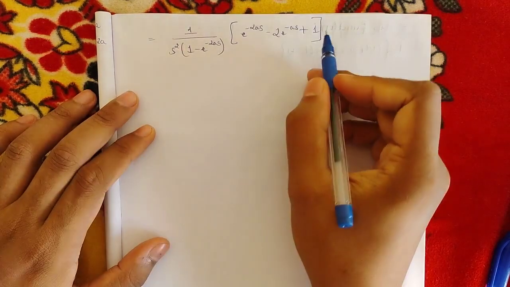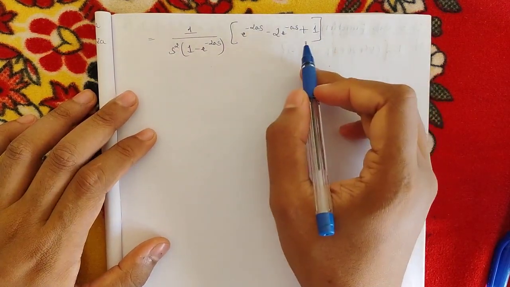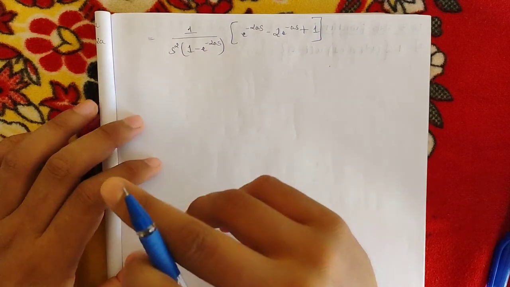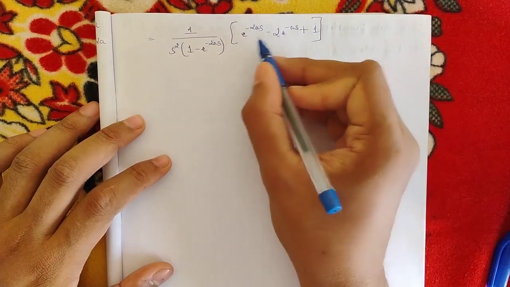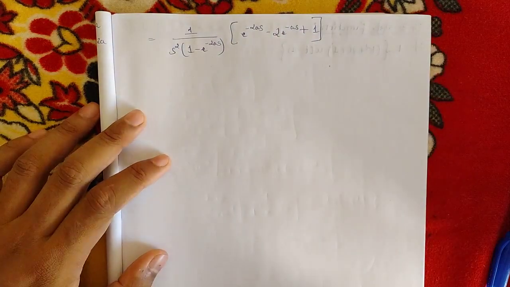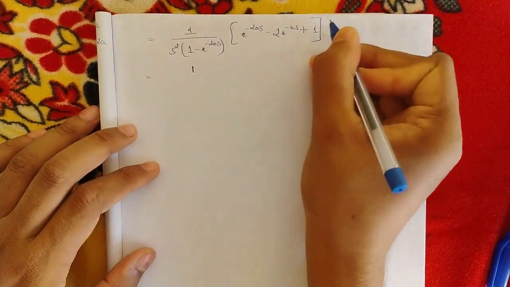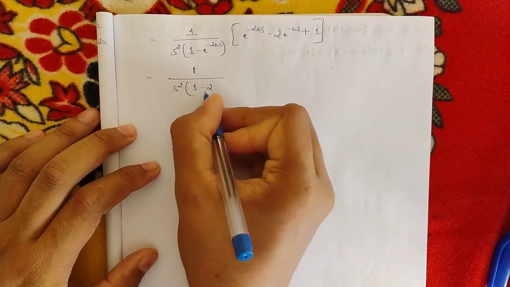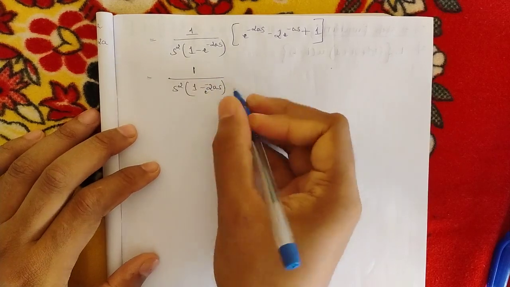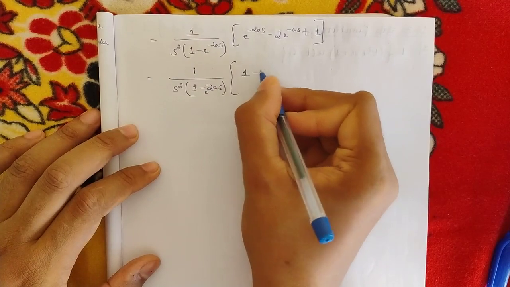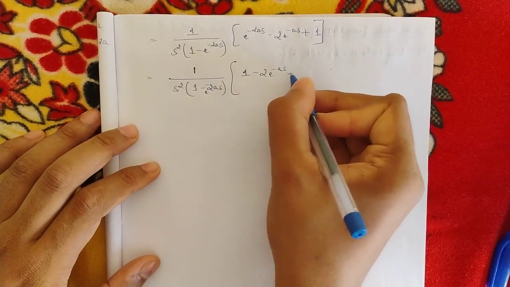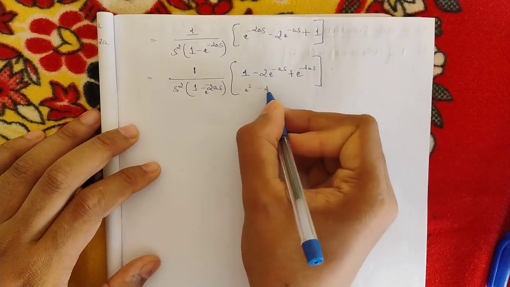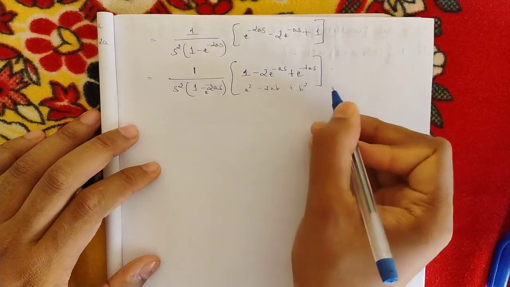Again, if you observe this here, this is of the form a square minus 2ab plus b square. As I have solved in one previous problem, I am taking this as a and this as b. So I'll rewrite this once again: 1 minus e to the power minus 2as, 1 minus 2 e to the power minus as plus e to the power minus 2as. Now, a square minus 2ab plus b square, this is of the form this here.